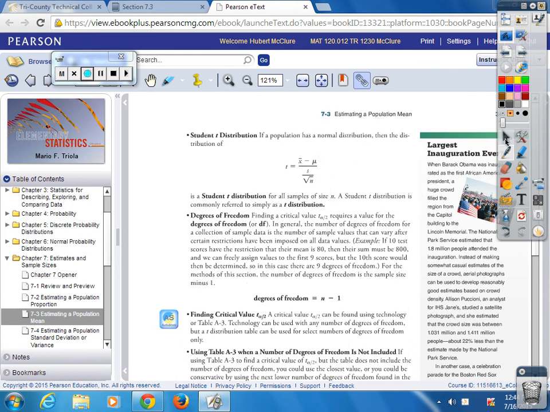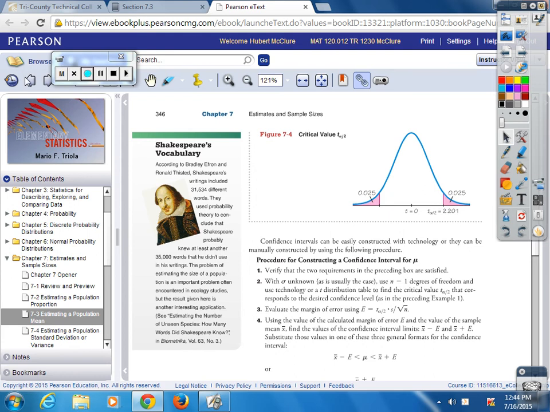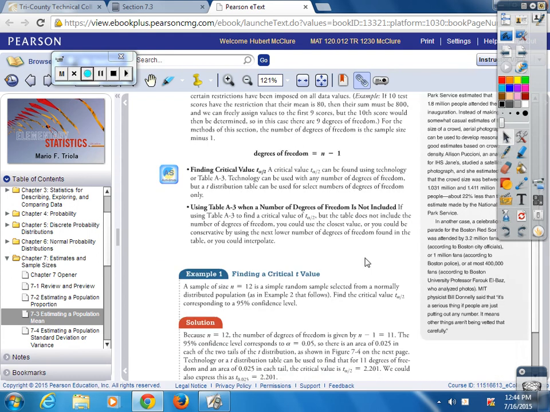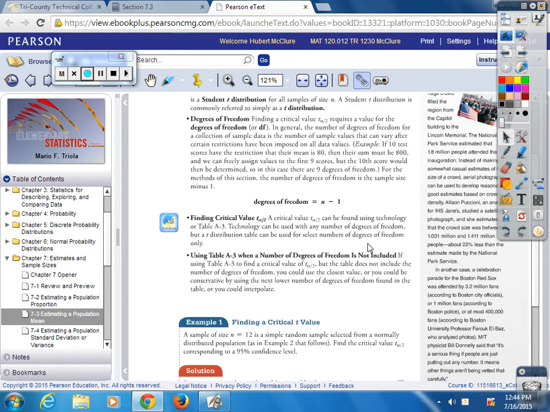Now, I'm not spending a lot of time on the reading part. Y'all can do that. I want to get to the example. There should have been an example on this page. There we go. All right.